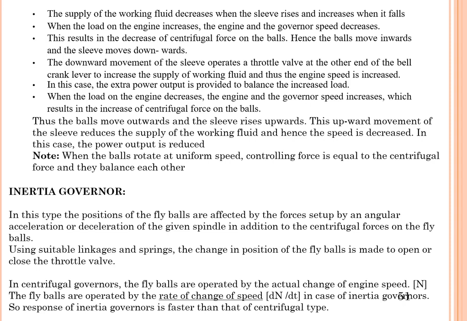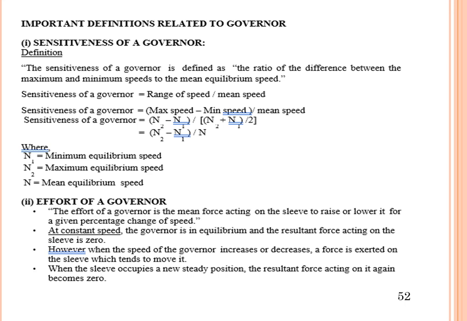In inertia governors, the fly balls are affected by the forces set up by angular acceleration or deceleration of the spindle, in addition to the centrifugal force on the fly balls. So the fly balls are operated by the actual change of engine speed, that is, by the rate of change of speed, dN by dt. The response of the inertia governor is faster than the centrifugal type.